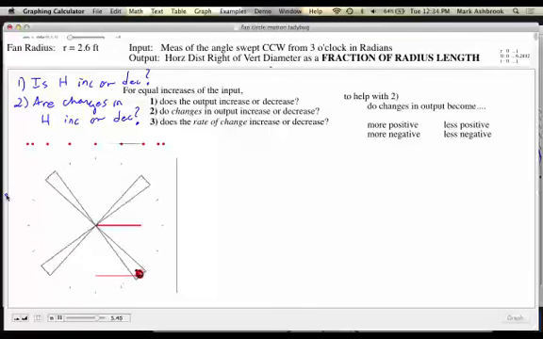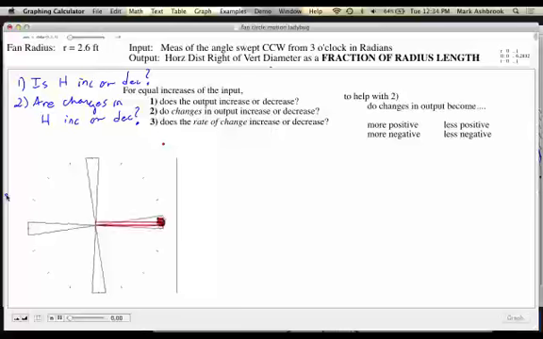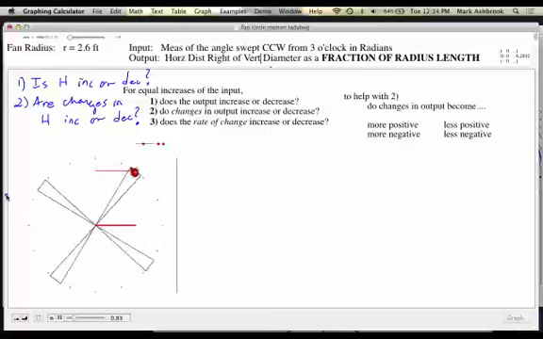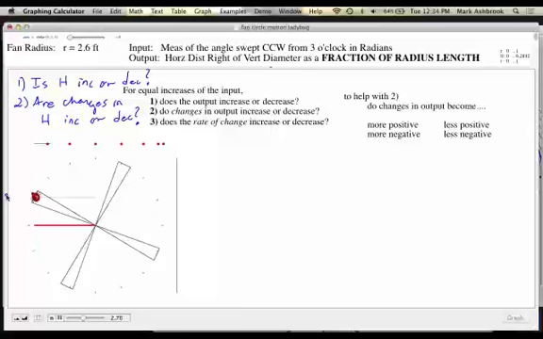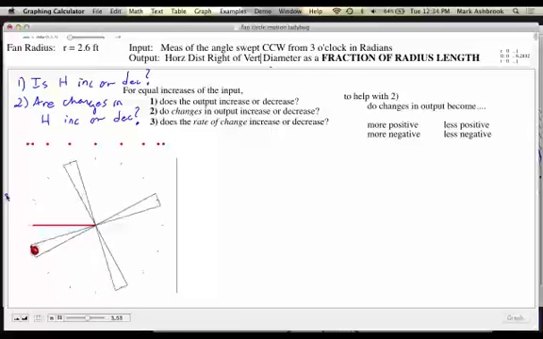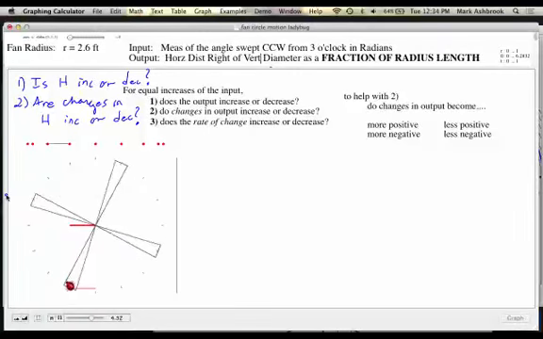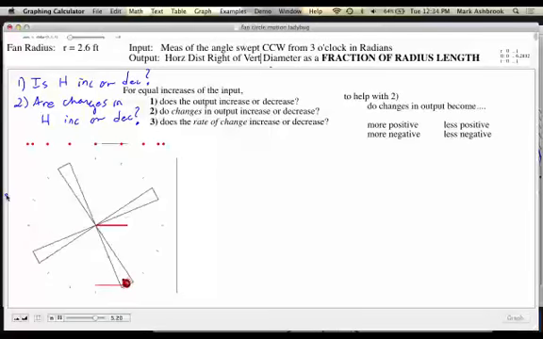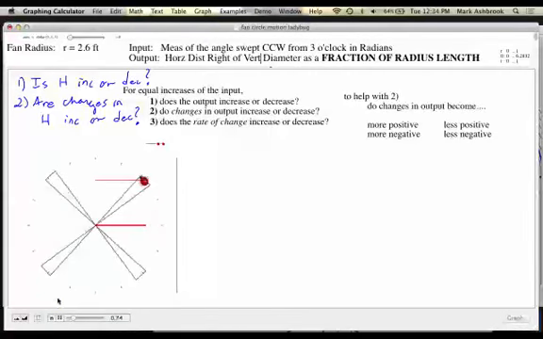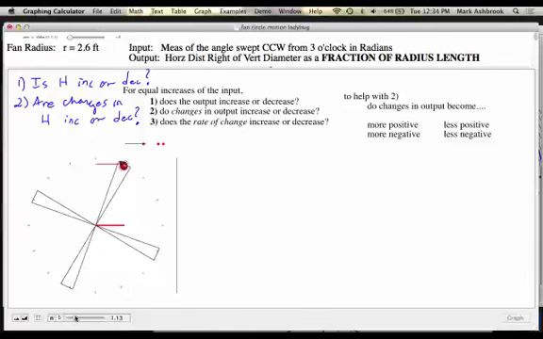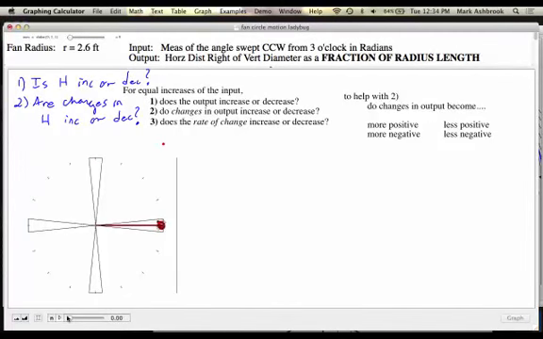Okay, first quadrant. H, increasing or decreasing? H is the horizontal distance right of the vertical diameter. Decreasing from what to what? In the first quadrant, it starts at 1 radius to the right, and then after pi over 2, it's at 0.